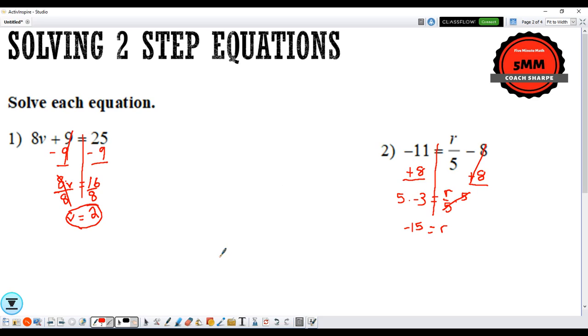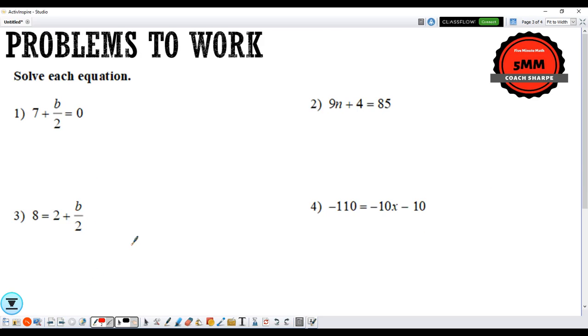What I would like for you to do is take a look at these problems here. You've got 4 problems that are very similar to number 1 and number 2. I want you to go through and solve them for your variable. Once you get done solving, make sure you check down in the discussion at the bottom to make sure you got your answers right.